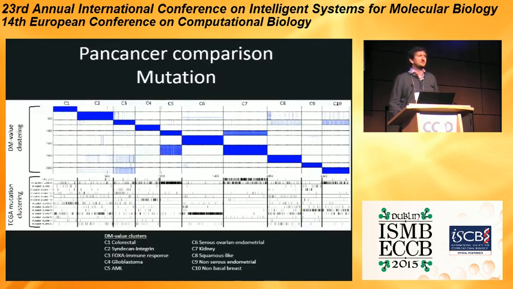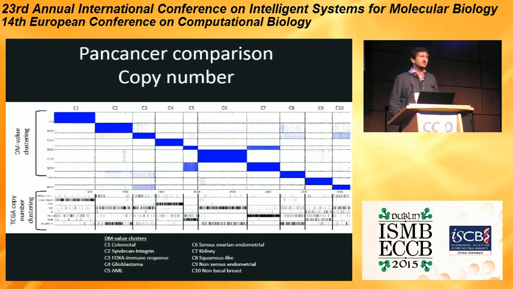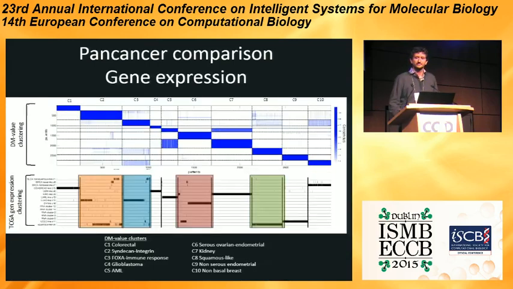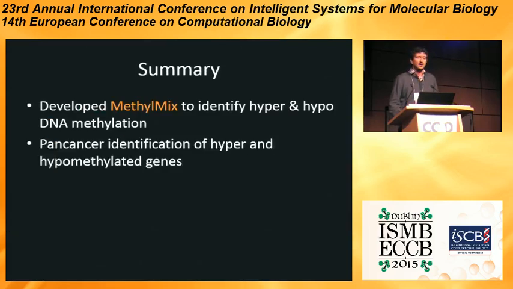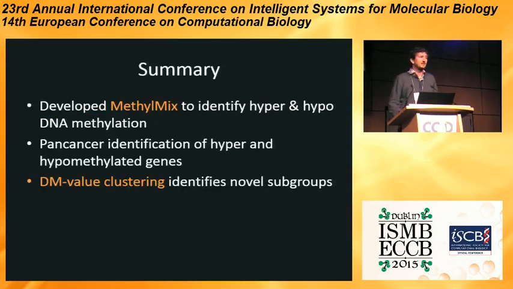Finally, we compared our analysis with pan-cancer subgrouping based on other types of data, such as mutation data. And essentially, the conclusion is that none of the other data types pick up these unique clusters. So to summarize, we developed MethylMix to identify hyper and hypomethylated genes. We used it in a pan-cancer application. We used the M values to cluster and identify new subgroups. And finally, we did a pan-cancer clustering.